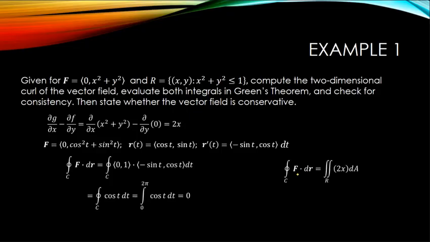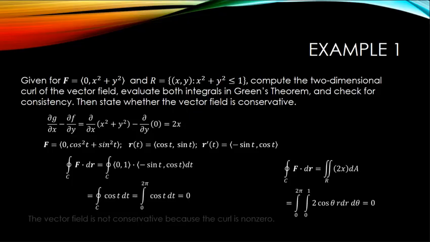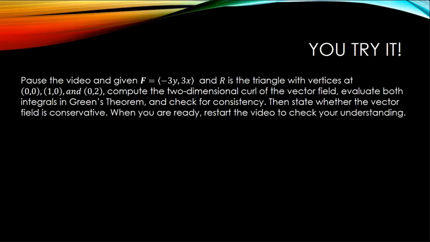The closed integral over C of F dot dr is equal to the double integral over R of 2x dA. This becomes the integral from 0 to 2 pi of the integral from 0 to 1 of 2 cosine theta r dr d theta, and this also is equal to 0. So the two integrals do give me consistent results. Even though my integrals were both equal to 0, my vector field is not conservative because my curl is not 0.